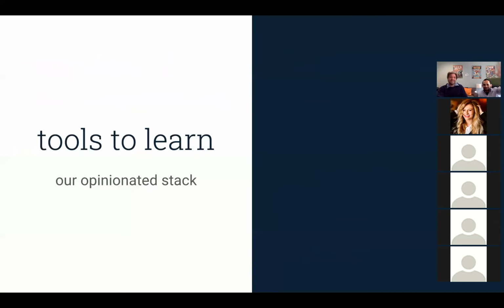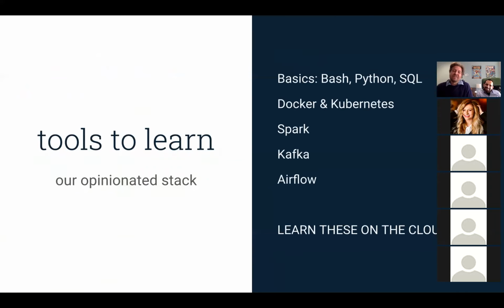All right, and here are our 5 tools. So the tools to learn, and these are things that we talk about in much more detail in our course. But this is what we think from our many years of experience discussing this. This is our basic tool stack, in order of the basic things that you should have some familiarity with to be a data engineer.